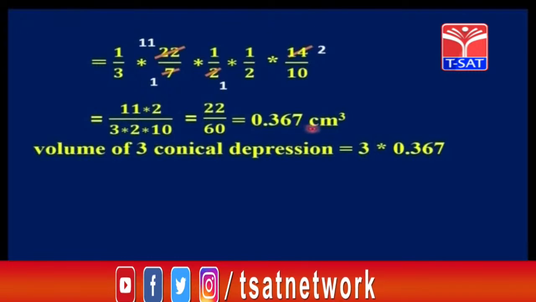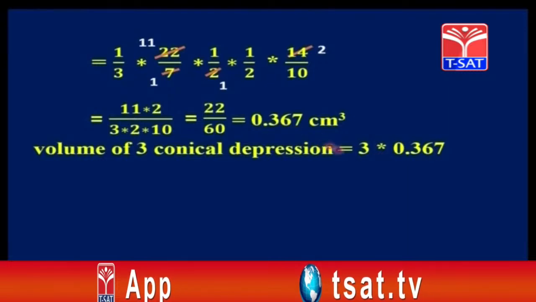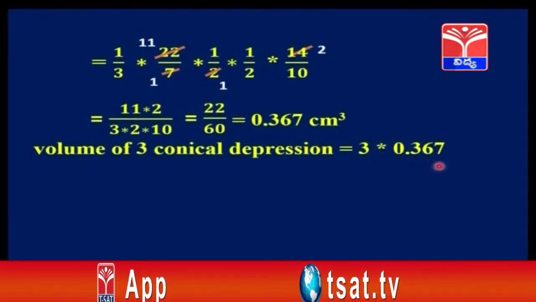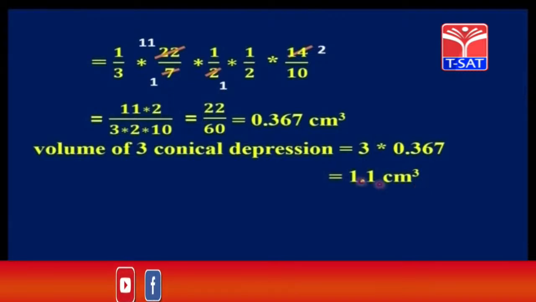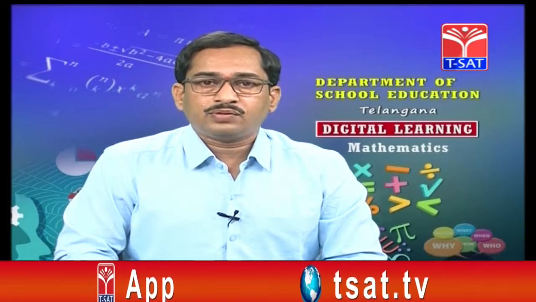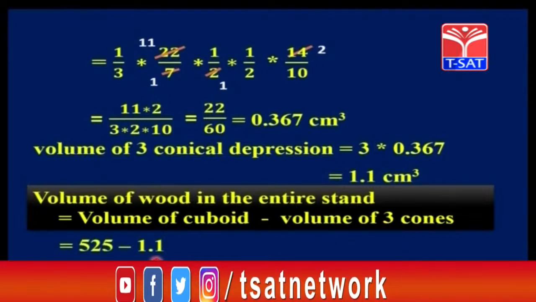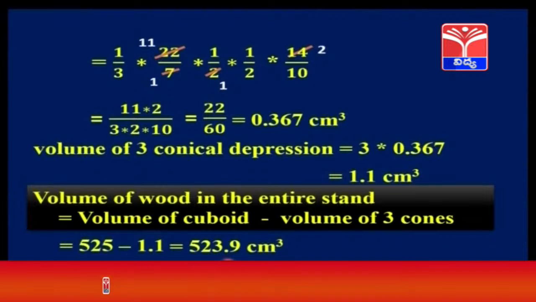This is the volume of the one cone, but we have to find out the volume of 3 conical depressions. So multiply with 3. So 3 into 0.367 gives 1.1 centimeter cube. Now this is volume of 3 conical depressions. Now children, what we have to find out? We have to find out the wood entire in the stand, same as the volume of the cuboid minus the volume of the 3 conical depressions. See the formula. The volume of wood in the entire stand is same as volume of cuboid minus volume of 3 cones. So 525 minus 1.1. So the answer is 523.9 centimeter cube. That is the volume of wood in the entire stand.